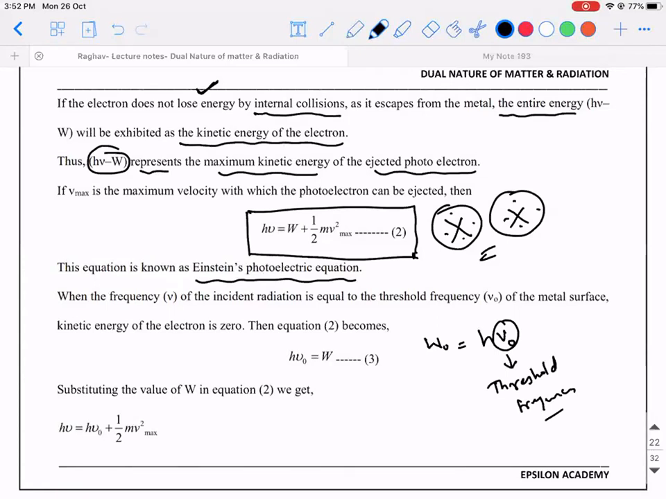Okay. So that's the point given here. When the frequency nu of the incident radiation is equal to the threshold frequency of the metal surface, the kinetic energy of the electron is zero. Thus h nu naught is equal to that. So another way to understand it, you can directly write it as h nu naught, where nu naught is the threshold frequency. Threshold means minimum. There is nothing like threshold wavelength.